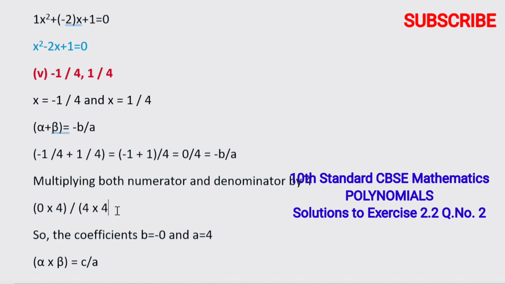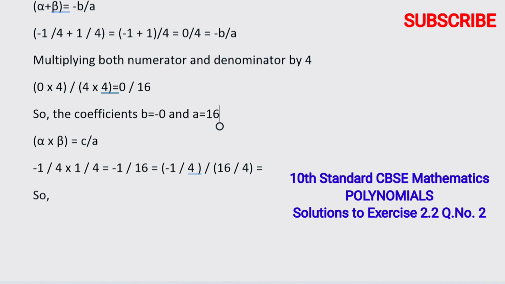Why I am doing this means, from the product of alpha beta and the sum of alpha beta, the value of a that we are getting should match. So I am making it 0 by 16. Now we got the value of a as 0 by 16. So in this case also I no need to go for multiplying.